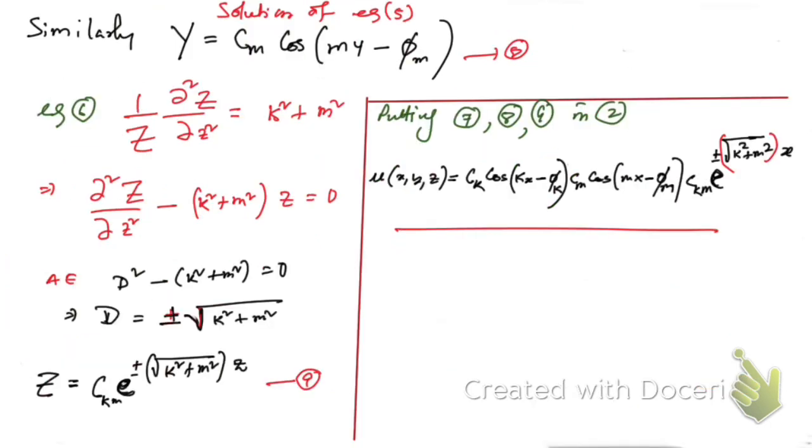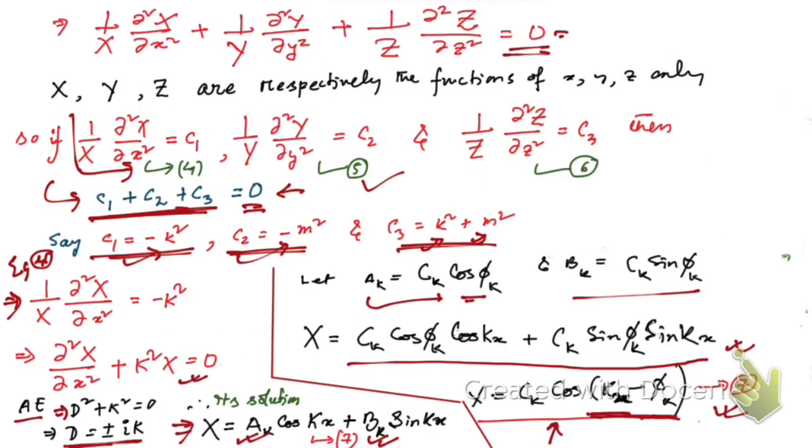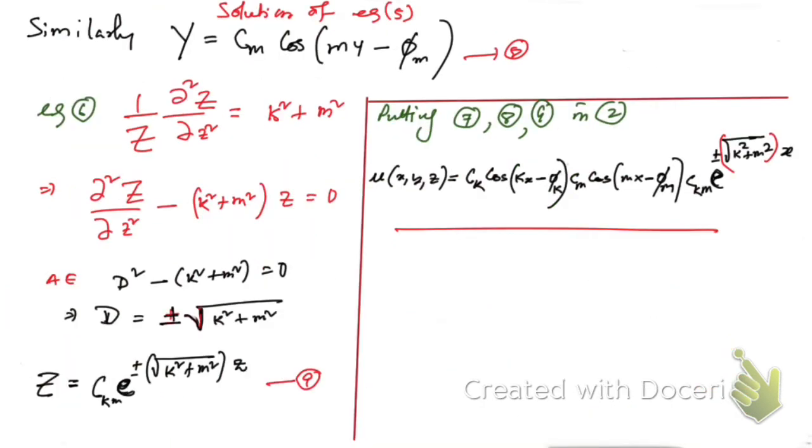Similarly, we can find the solution of equation number 5. Putting c2 is equal to minus m square, we will get the solution.